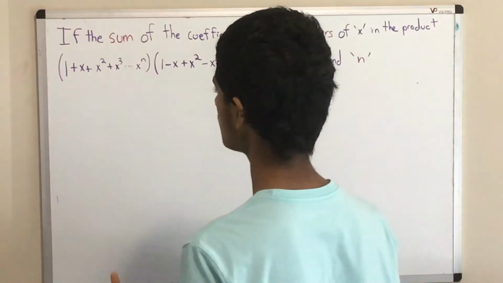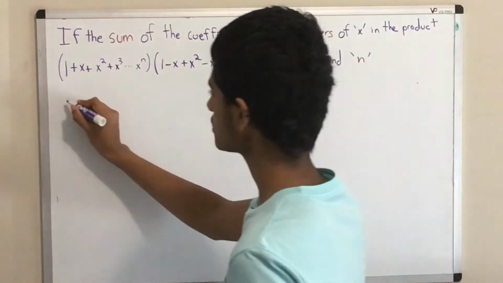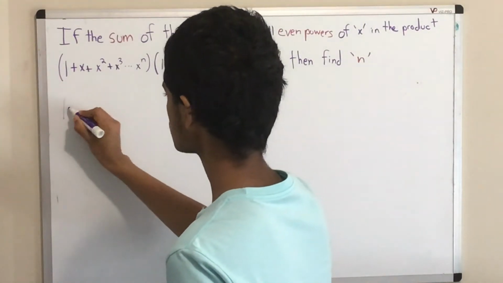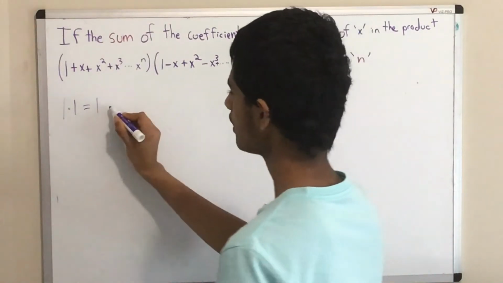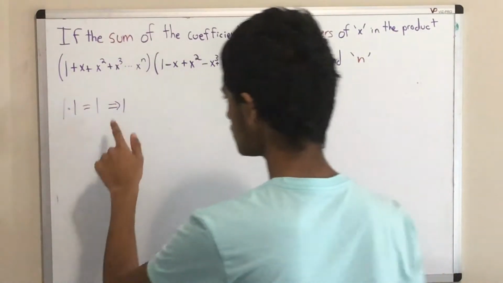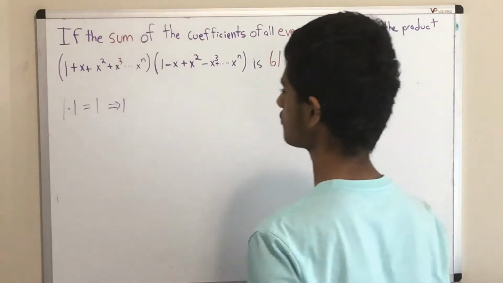We're going to start with when the exponent is 0. That's just 1 times 1, and 1 times 1 is 1. The sum of the coefficients is just 1. I'm going to use this arrow to denote what the sum of the coefficients is.